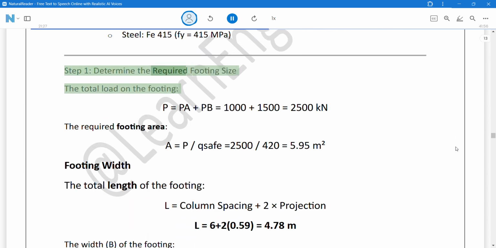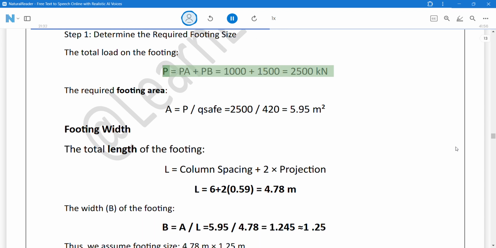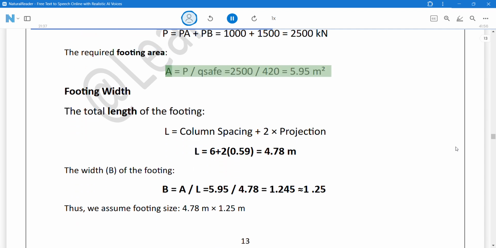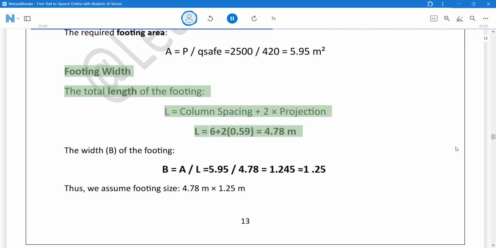Step 1. Determine the required footing size. The total load on the footing, P equals PA plus PB equals 1000 plus 1500 equals 2500 kN. The required footing area, A equals P divided by the safe bearing capacity equals 2500 divided by 420 equals 5.95 square meters.